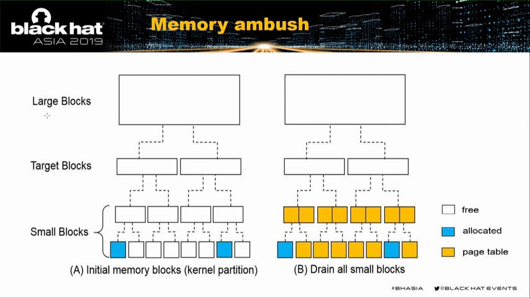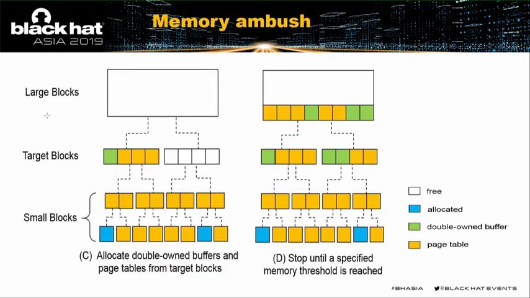After we exhausted the small blocks, we start to allocate the hammerable buffers and the page tables from the target blocks. And if the hammerable buffers complete their allocation, we still continue doing the page table allocation until a specified memory threshold is reached. So this will make our technique stealthy.